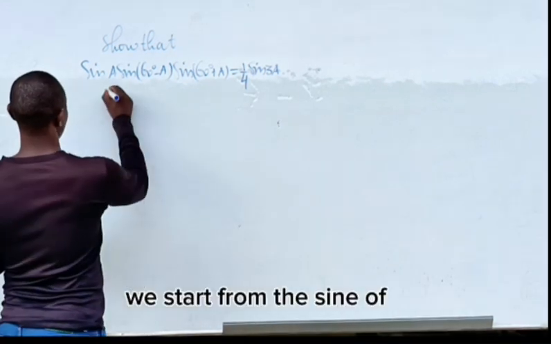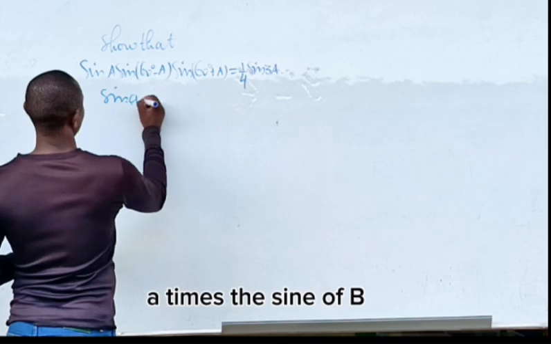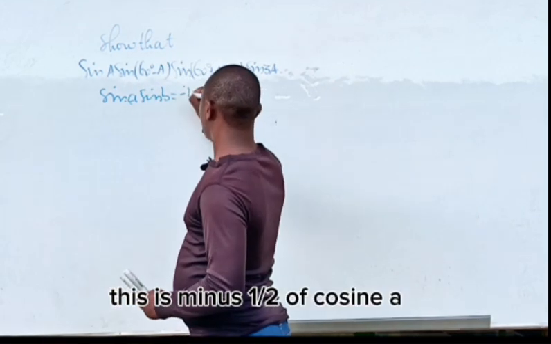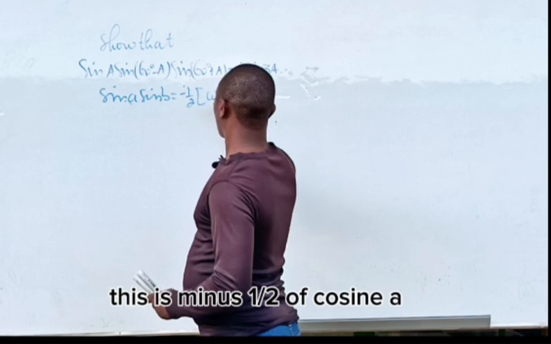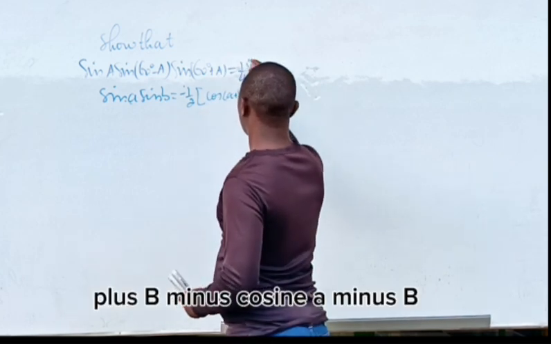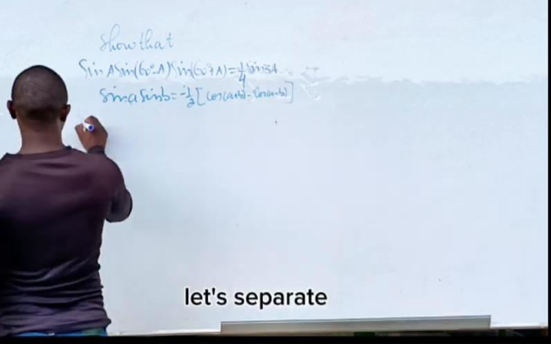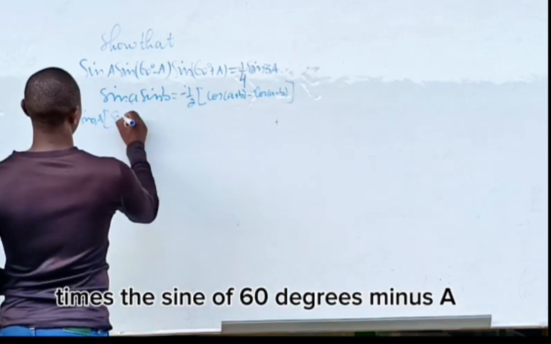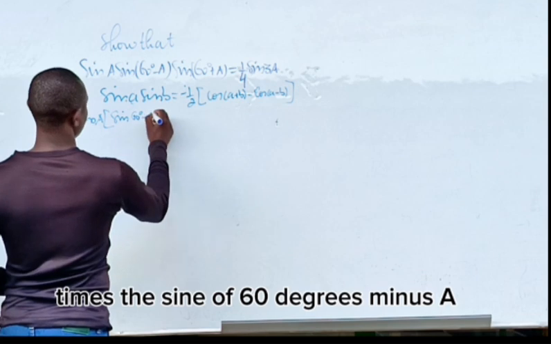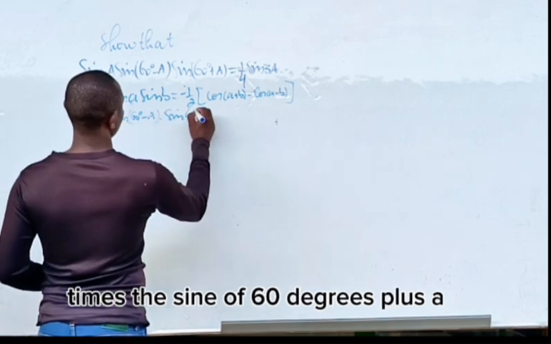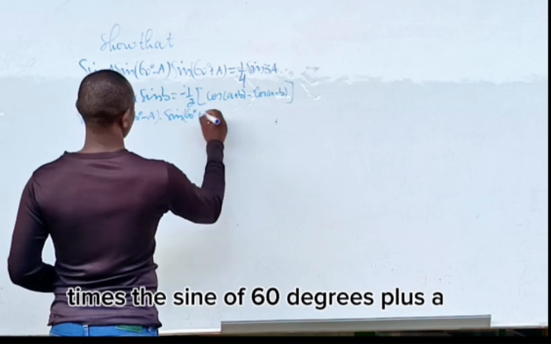We start from the product-to-sum formula: sine A times sine B is minus a half of cosine of A plus B minus cosine of A minus B. Let's evaluate sine A times the sine of 60 degrees minus A times the sine of 60 degrees plus A.